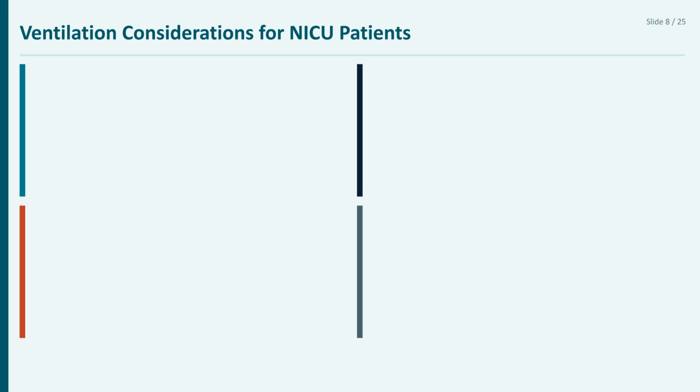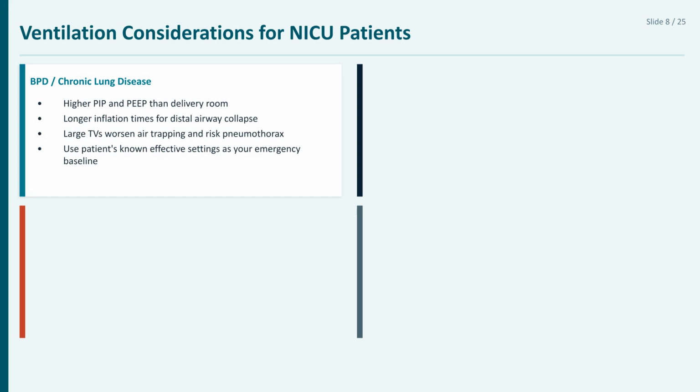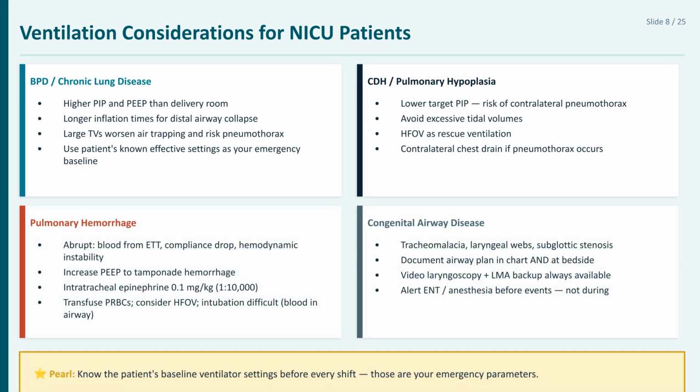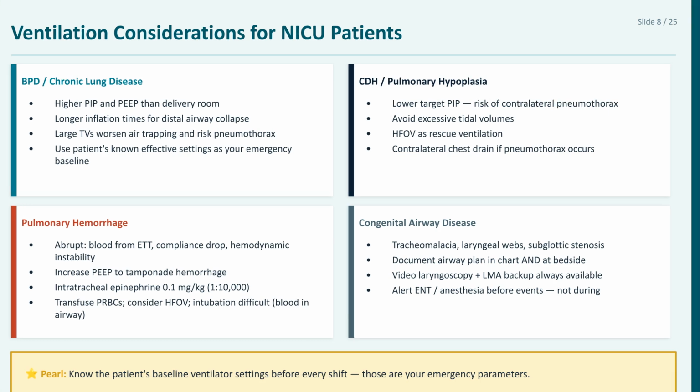Ventilation considerations vary for NICU patients with chronic conditions. For BPD, use the patient's known effective settings as a baseline. For pulmonary hypoplasia, aim for a lower PIP and avoid excessive tidal volumes. Pulmonary hemorrhage requires increasing PEEP and considering intratracheal epinephrine. For congenital airway disease, document the airway plan and ensure videolaryngoscopy is available.